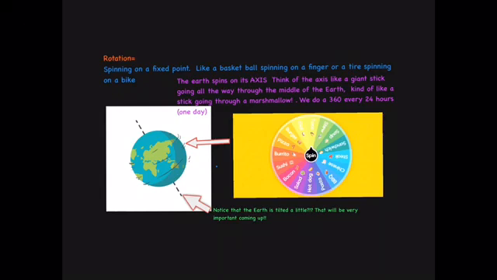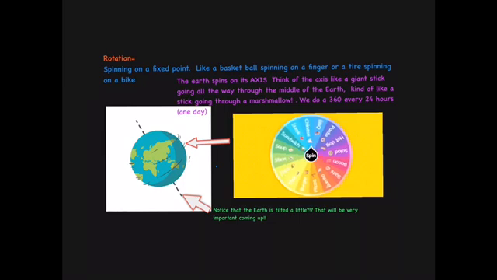So if you look at the wheel, when I spin the wheel, it is rotating around. It is not moving, it is simply just spinning around. So the Earth spins just like a wheel on a fixed point. And the fixed point is called the axis.